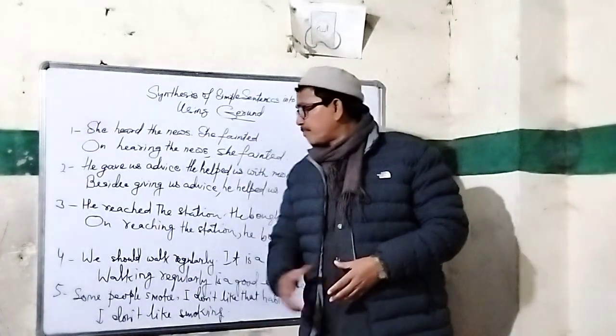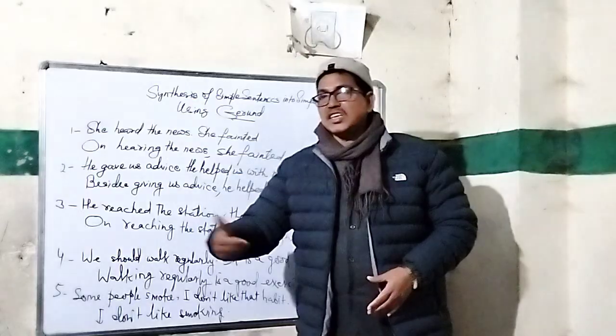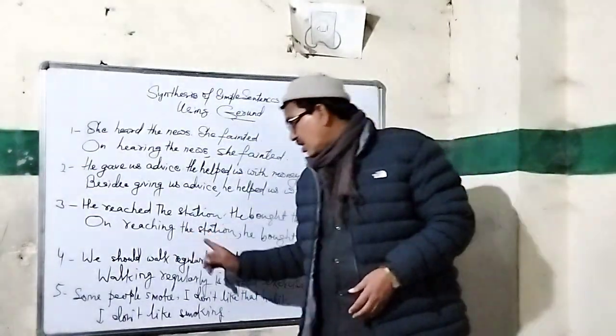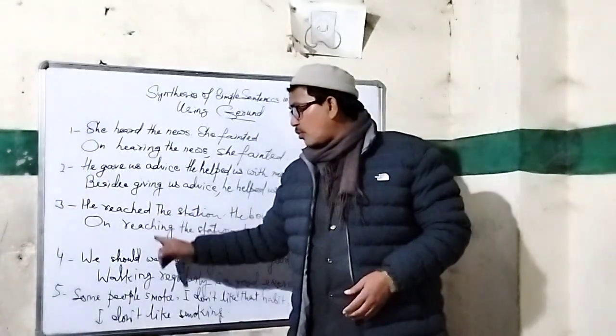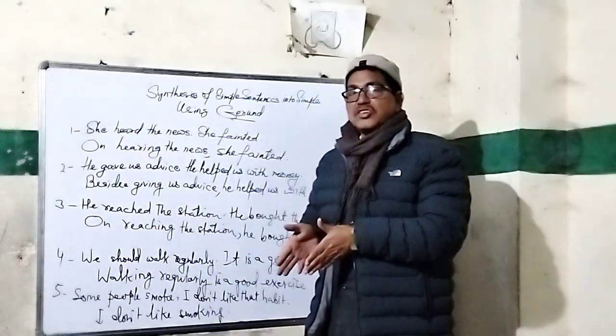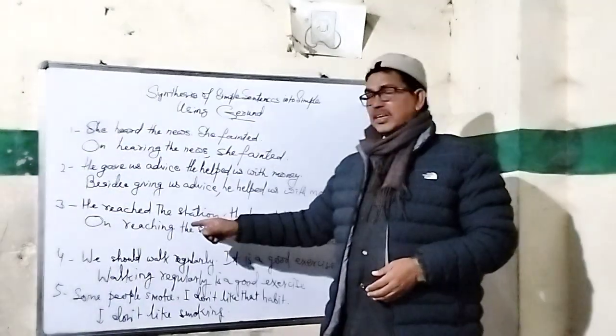Third example, he reached the station, he bought a ticket. वो स्टेशन पहुंच गए, उन्होंने एक टिकट खरीदा. On reaching the station, he bought the ticket. यहाँ reach को reaching कर दिया गया. On reaching the station, so this reaching became the object of preposition on. That's why this is gerund.